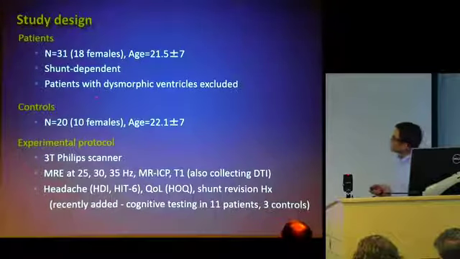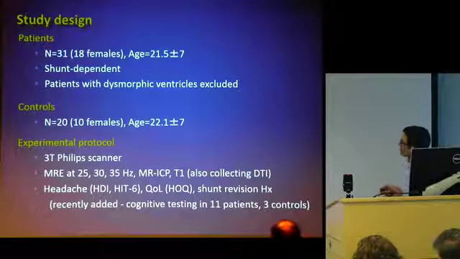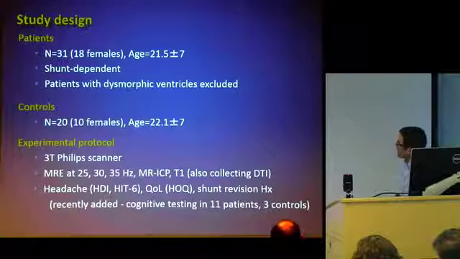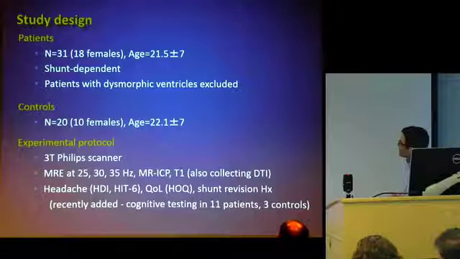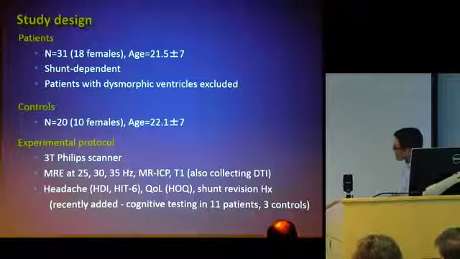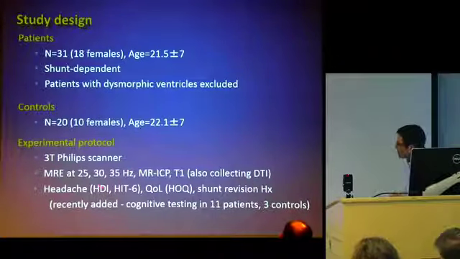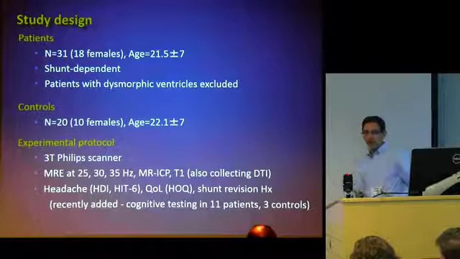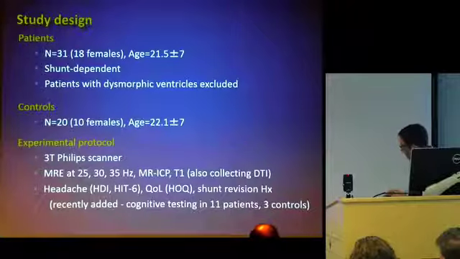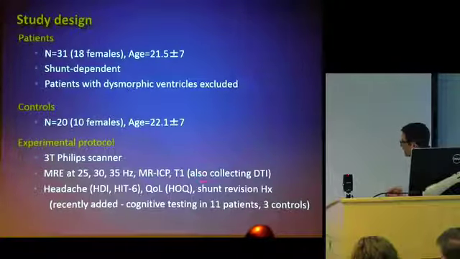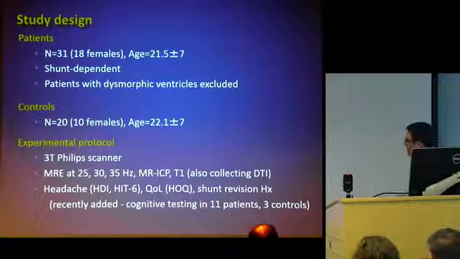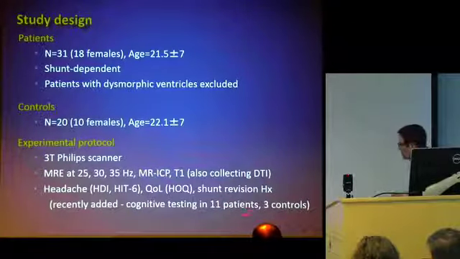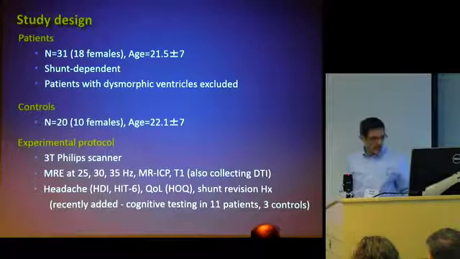So our study, we're looking in shunt-dependent hydrocephalus patients, 30 patients to this point, around age 20. We've got 20 controls to compare to. They were not age matched, but roughly the same age, at least in the mean. 3T scanner. We scanned at three frequencies. The advantage there is that you're essentially setting up a standing wave in the brain, and the pattern changes as you change frequency. We looked at flow as well, T1. We're also collecting DTI, hopefully for future analysis. Clinically, we're collecting information on headache, headache index, quality of life, shunt revision history, and we've just recently added cognitive testing to look at associations there.